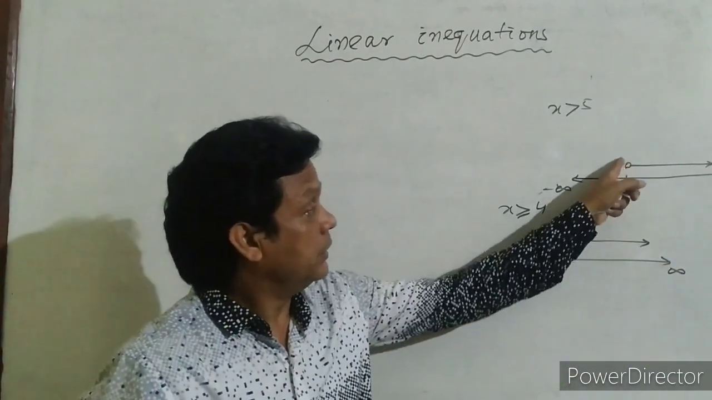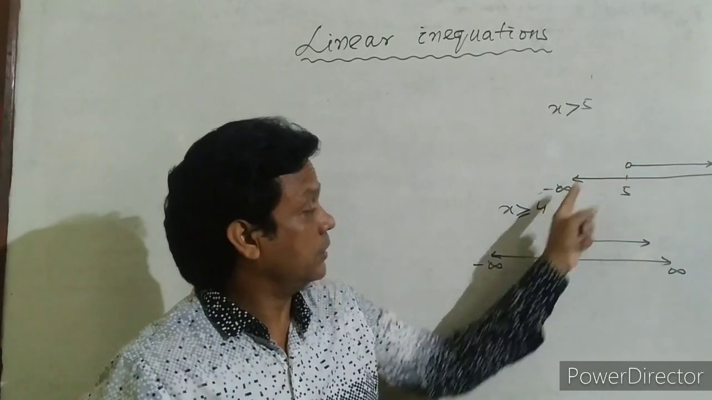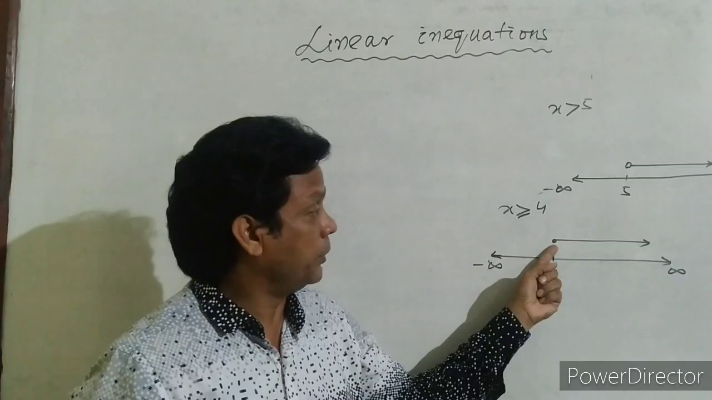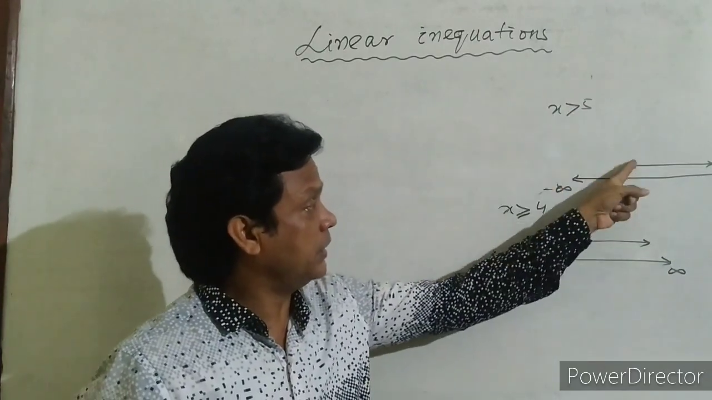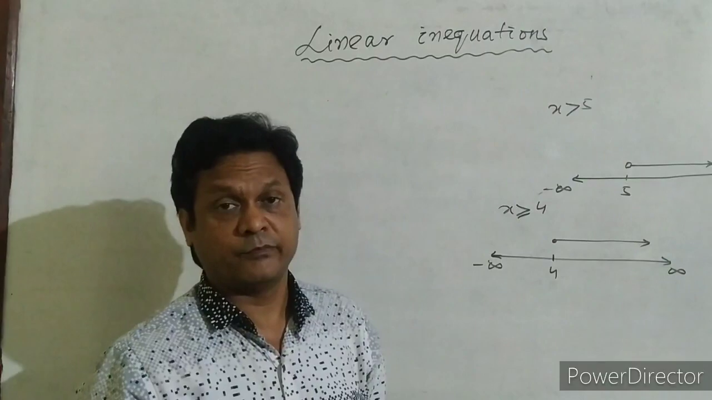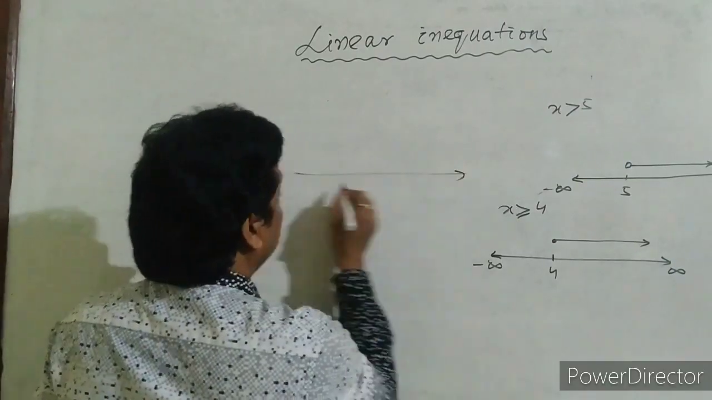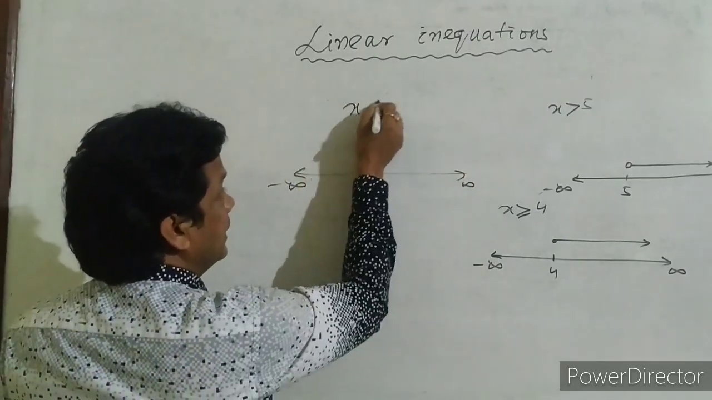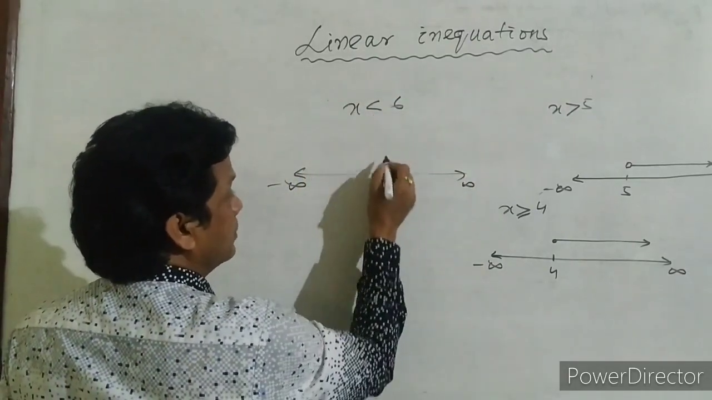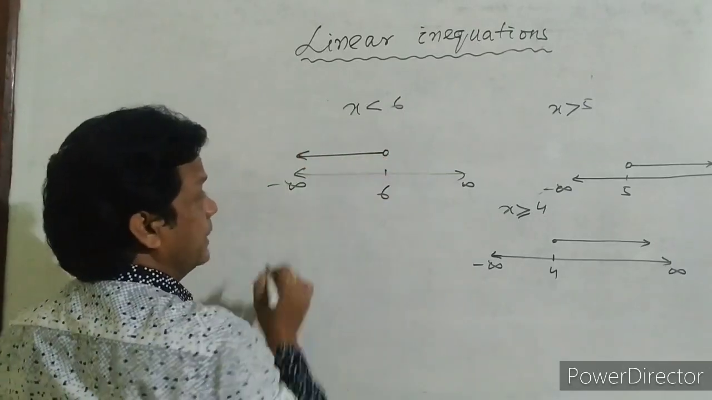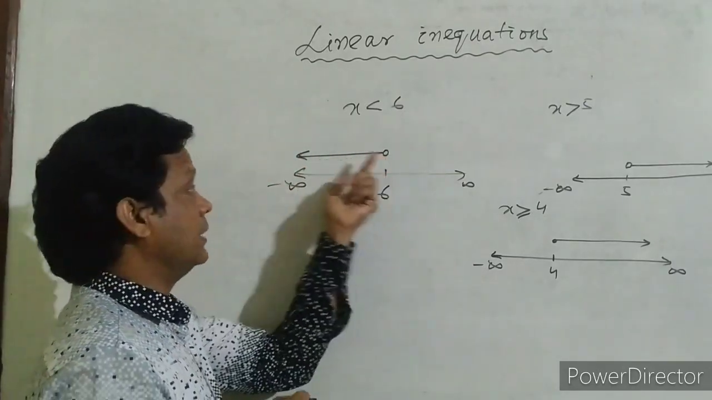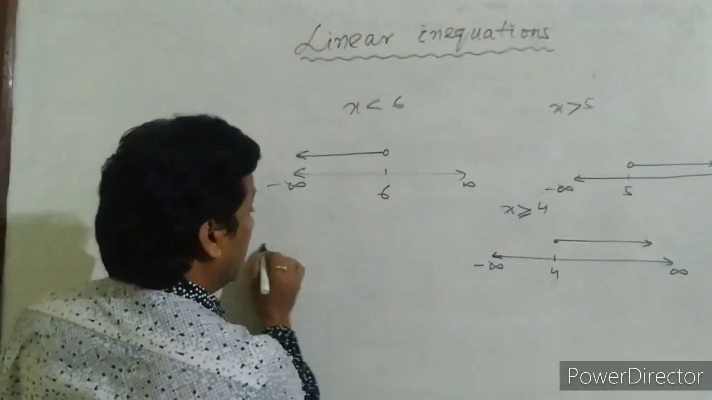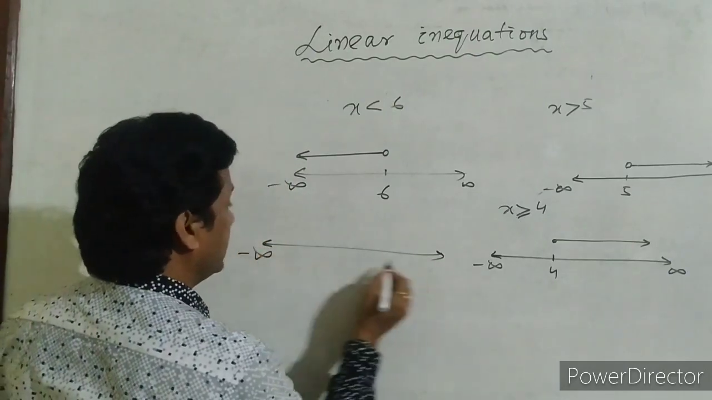See here, I am writing just a circle here, but here I am writing a point, simply a point. If the equal to sign is there, you should put a point. If strictly less than or strictly greater than, you should put a circle. Another: this is minus infinity, this is infinity, and you should put arrows on both sides. If x is less than 6, and this point is 6, you should move towards the left, because less than is given. Less than means you should move towards the left, and greater than means you should move towards the right.